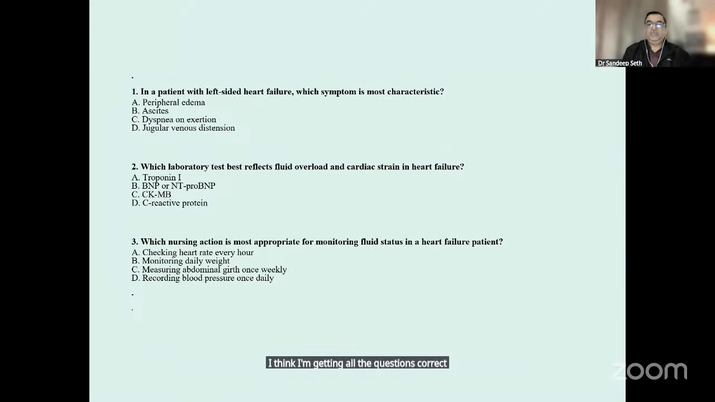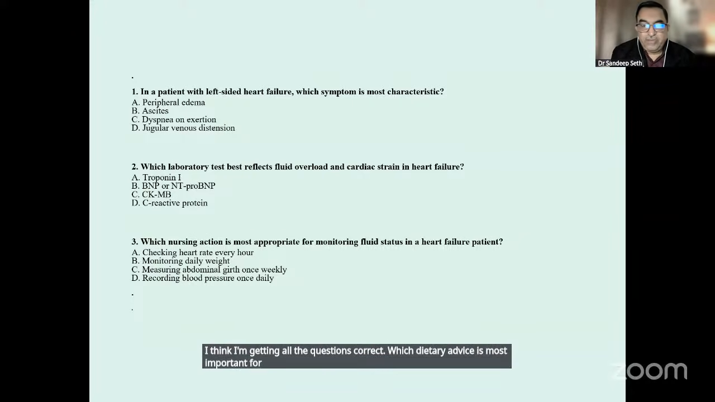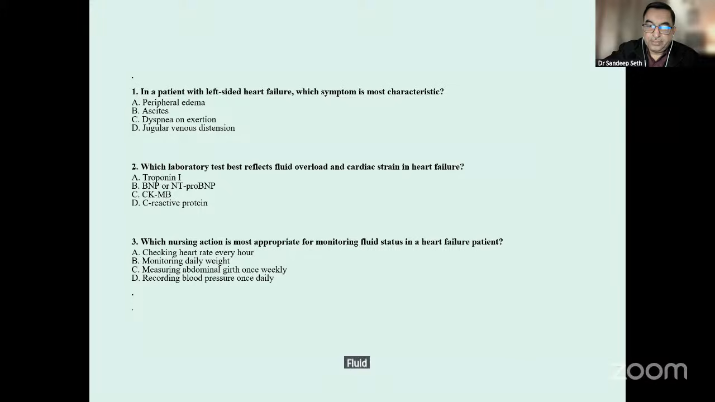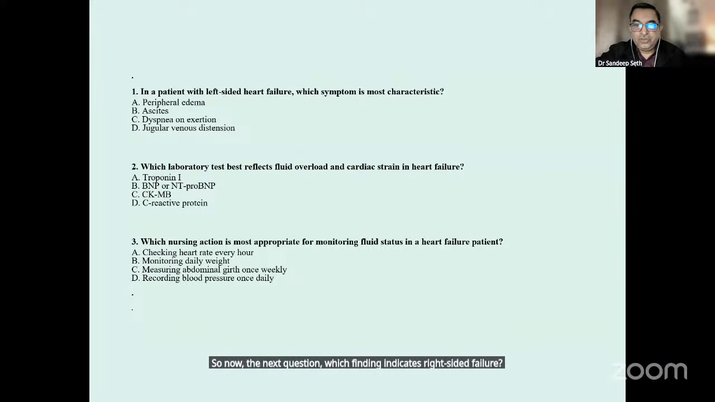Which dietary advice is most important for a patient with chronic heart failure? Restrict fluid and sodium intake. So now the next question, which finding indicates right-sided failure? Right-sided failure basically means it's peripheral congestion. So yes, most of you got it correctly. It's peripheral edema and hepatomegaly.